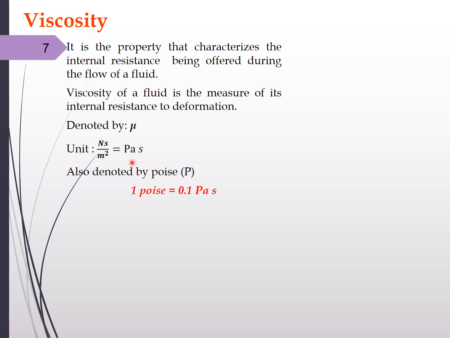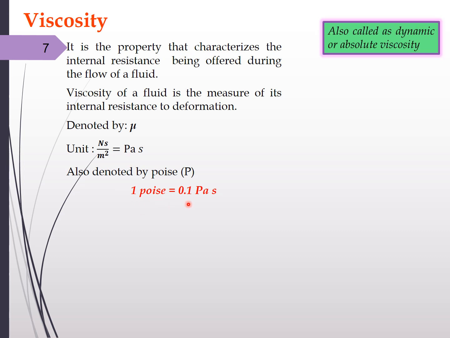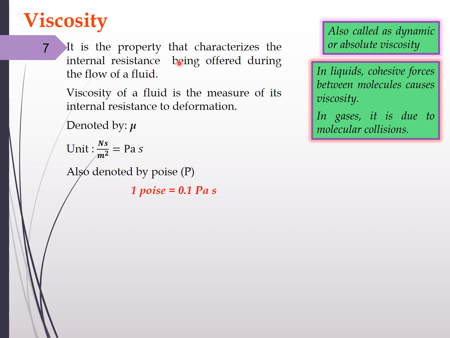It is also denoted by poise, and 1 poise is equal to 0.1 Pascal second. This viscosity mu is also called the dynamic viscosity or absolute viscosity. So whenever you talk about dynamic viscosity or absolute viscosity, it will be denoted by mu, and it is the resistance which will be offered during the fluid flow motion. So what is basically the cause of viscosity in case of liquids as well as in case of gases?